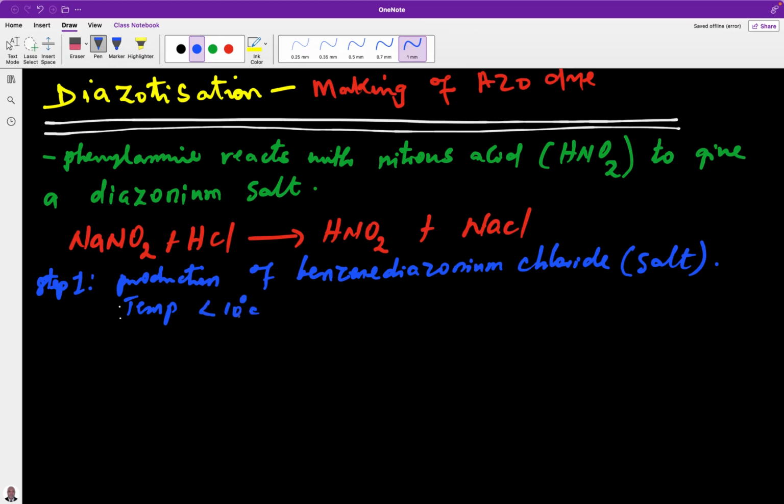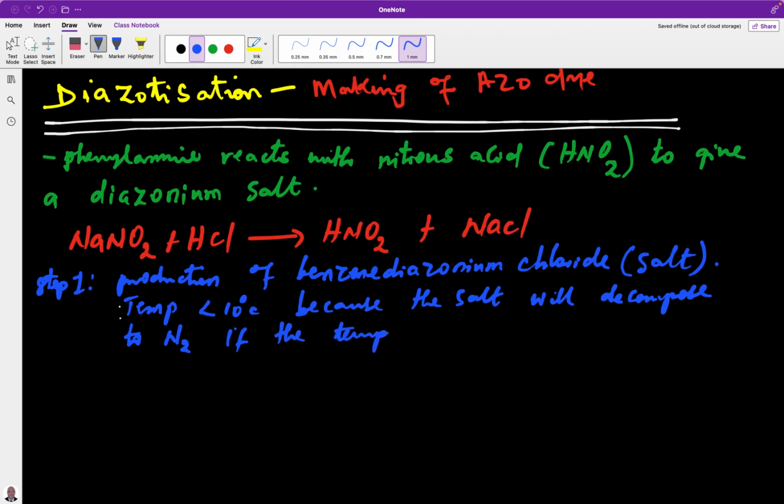because the salt will decompose to give nitrogen if the temperature increases. So it is usually below 10 degrees because the salt will decompose.